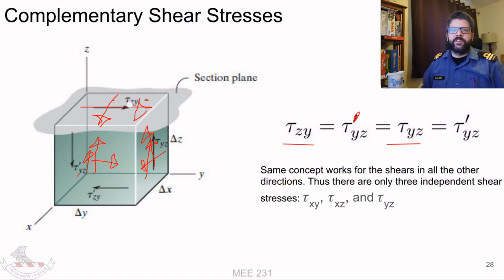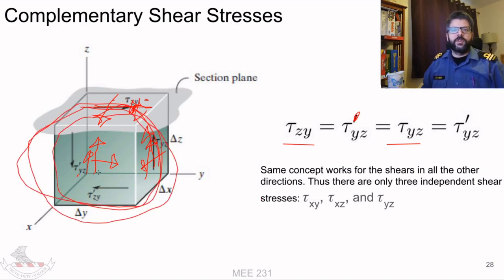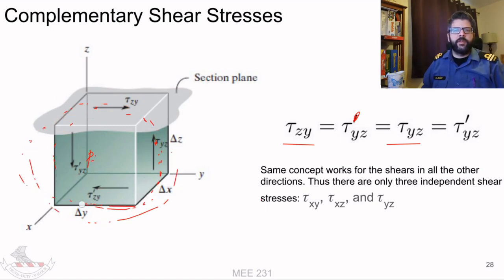So if you find the shear stress on one face, that defines the shear stress on a loop around here. If you find the shear stress on 2 faces, as long as those faces aren't on opposite sides of the cube from one another, then you've found all the shear stresses that are happening in that object, or in that cube.